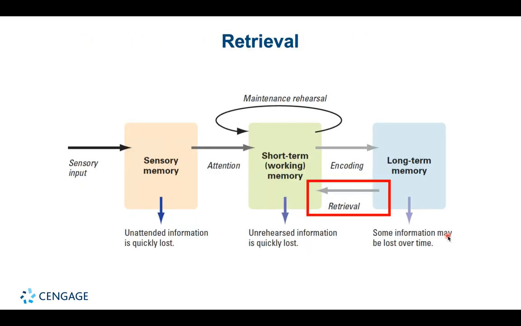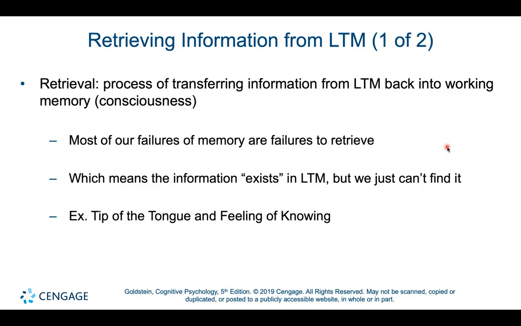Okay, we've been talking about encoding. Let's shift gears a little bit and consider the factors that help us retrieve information. It's generally thought that most failures of memory are failures of retrieval, meaning the information exists in long-term memory, but we're having a difficult time getting it out. This seems odd. If it's in there, why can't you find it? Why can't your brain find the information that it has stored?